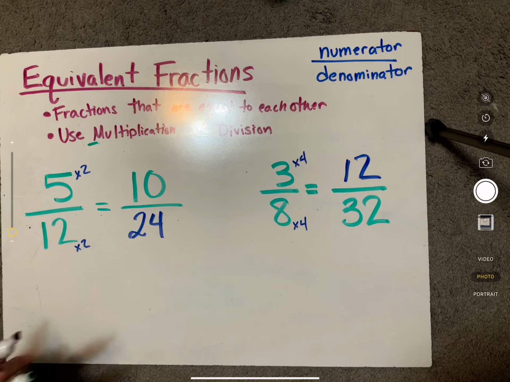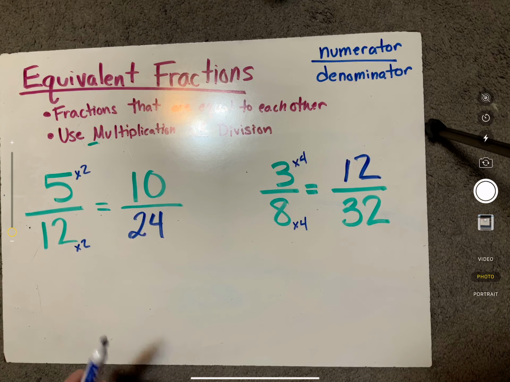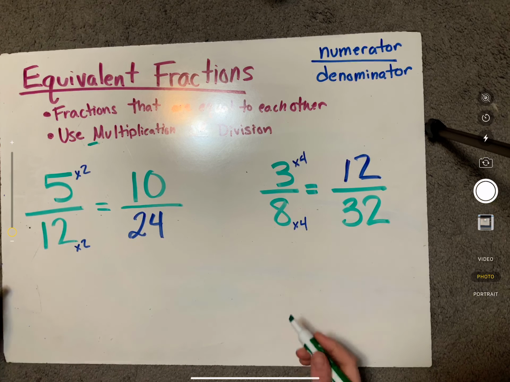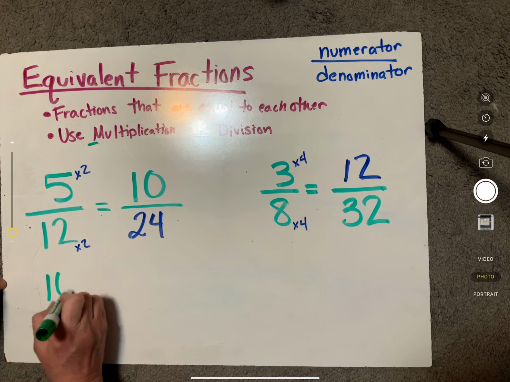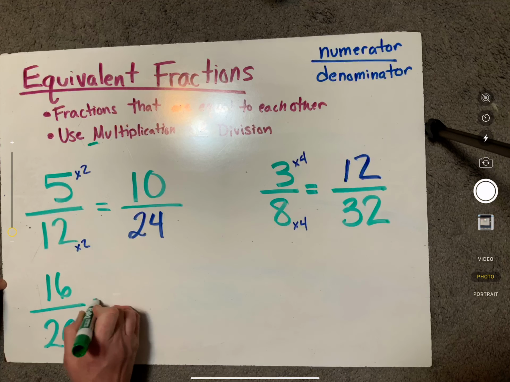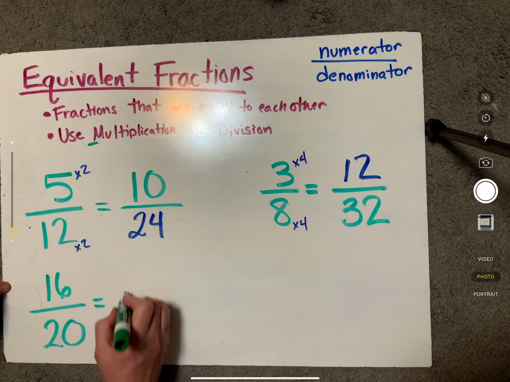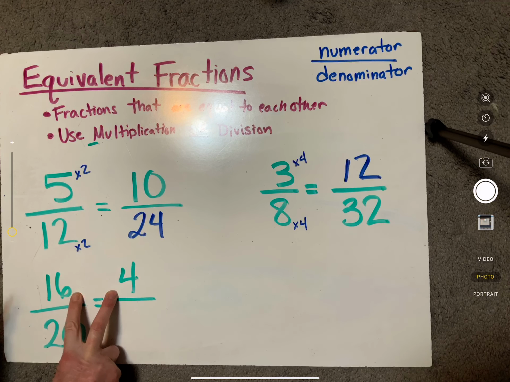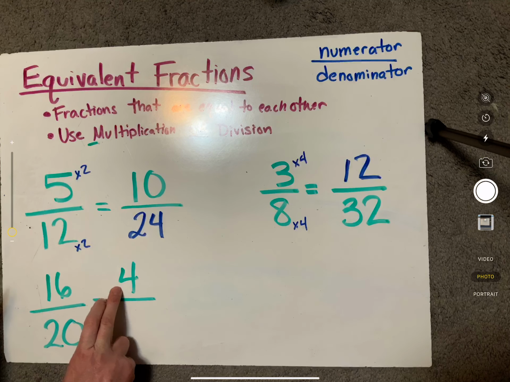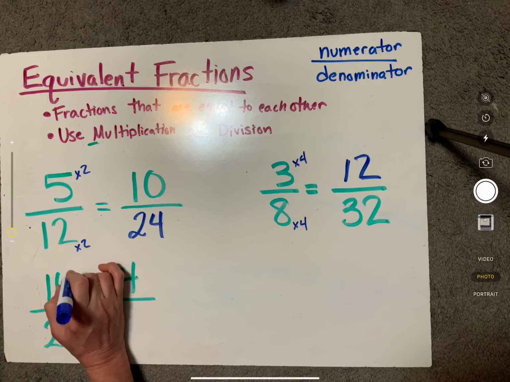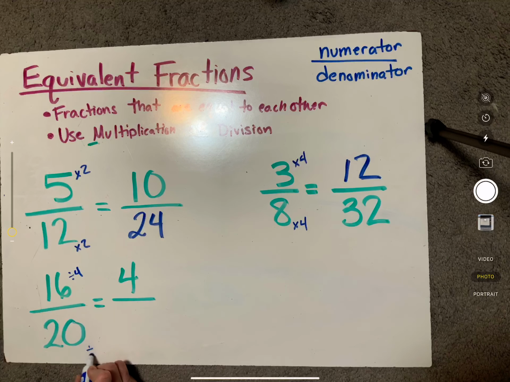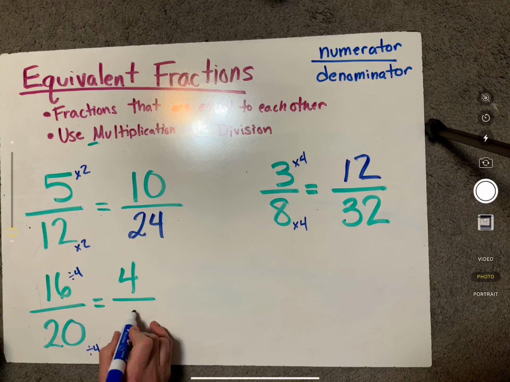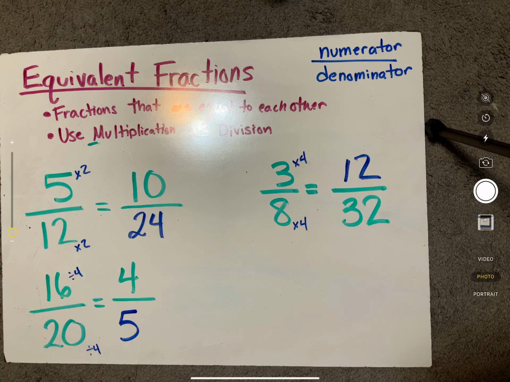All right, let's try one that would involve division. Let's do 16/20 equals 4/blank. So the way that we got 4 from here was 16 divided by what equals 4? So 16 divided by 4 equals 4. So 20 divided by 4 equals 5. Okay. And let's try one more.